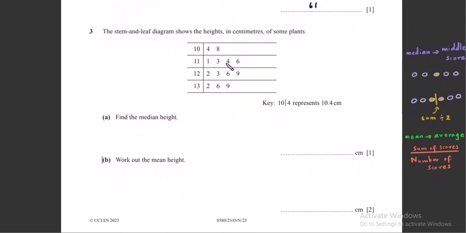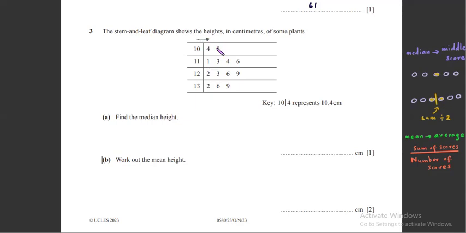We have a similar leaf diagram given here, which shows the heights in centimeters. And they have given us a key. So this 10 and 4 represents 10.4 centimeters. You need to calculate the median. The median is the score in the middle. So to calculate the median here, I'm going to start crossing this out, because the median is the number in the middle.